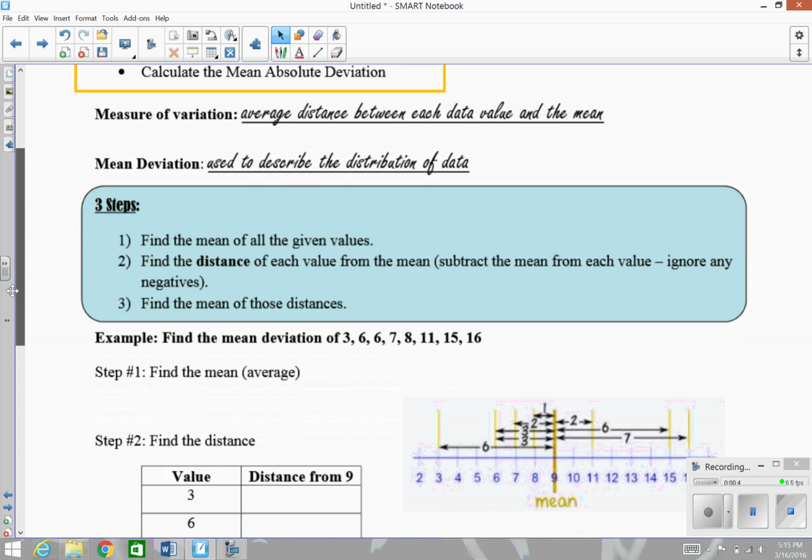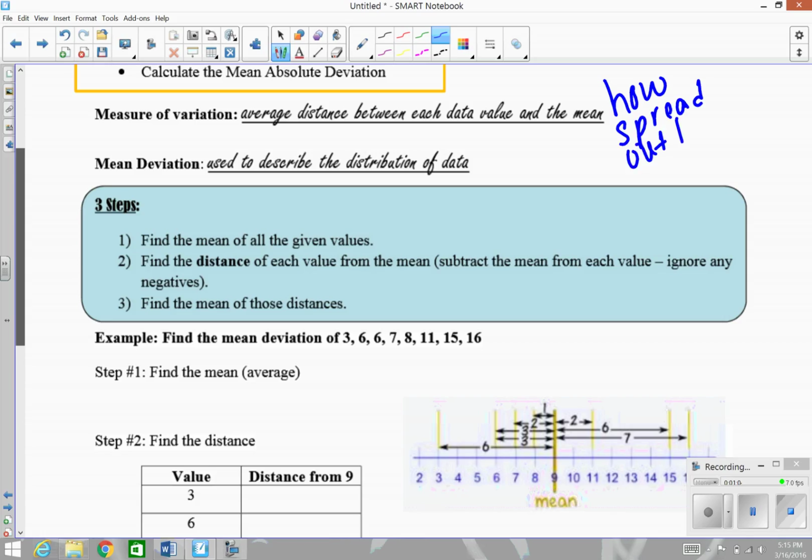First, a couple of definitions. The measure of variation is the average distance between each data value and the mean. In other words, this is just measuring how spread out the data is. And that's the whole point of the MAD. The mean absolute deviation is trying to measure how spread out the data is, and that helps us with our deviation here. That's used to describe the distribution of data.